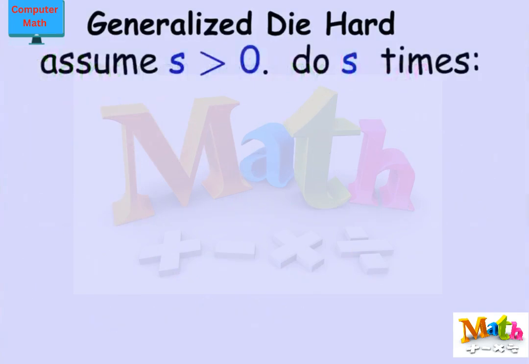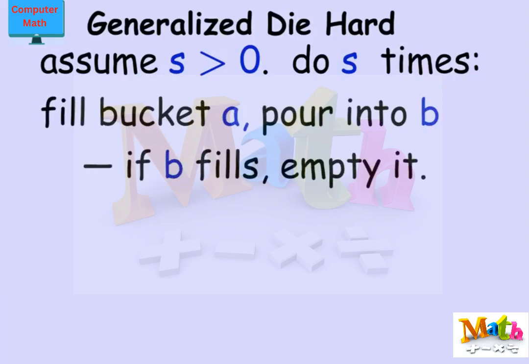We can assume that S is positive. We've already seen that we can arrange that to be the case. And so what we're going to do is repeat the following procedure S times. I'm going to fill up bucket A and pour it into bucket B. Whenever B gets filled up, I'll just dump it so that it's empty, and I can keep filling up bucket A and pouring it into bucket B, and I repeat that S times.